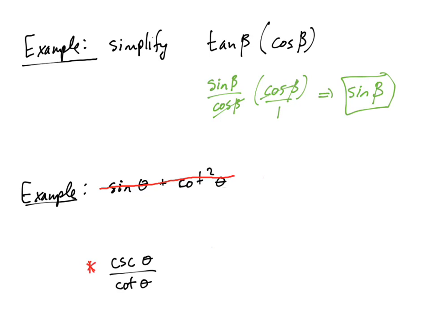But go ahead and try the second one. If you do that, cosecant of theta is the reciprocal of sine of theta. Cotangent of theta is cosine theta divided by sine of theta. These denominators will cancel. We'll end up with 1 over cosine of theta, which is the reciprocal of secant theta. And that'll do it.